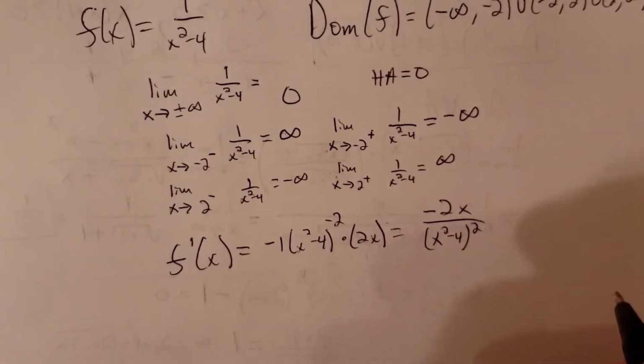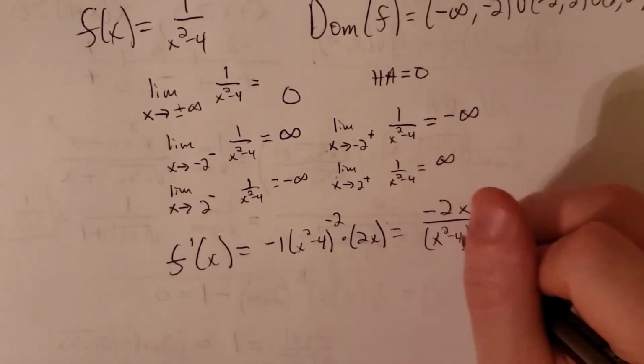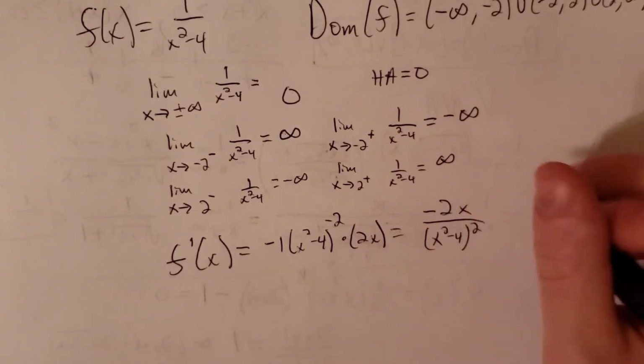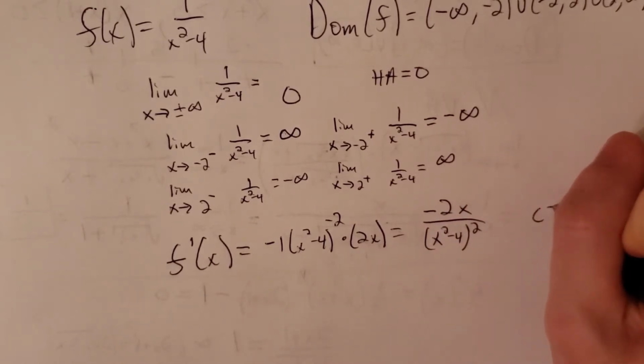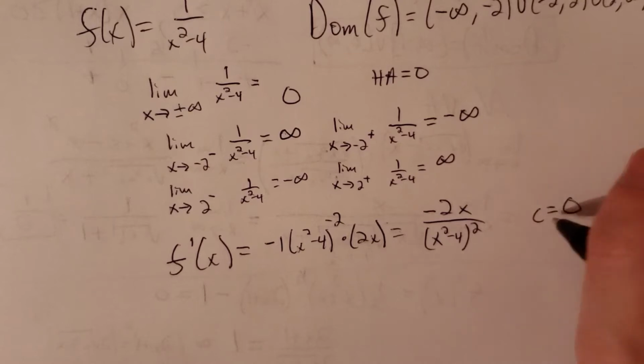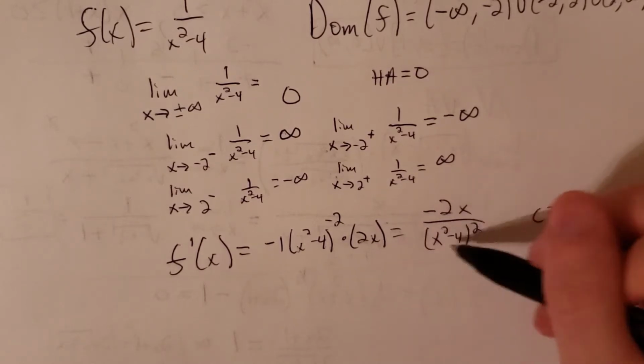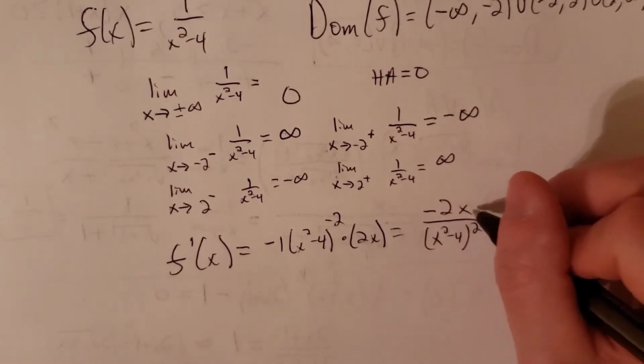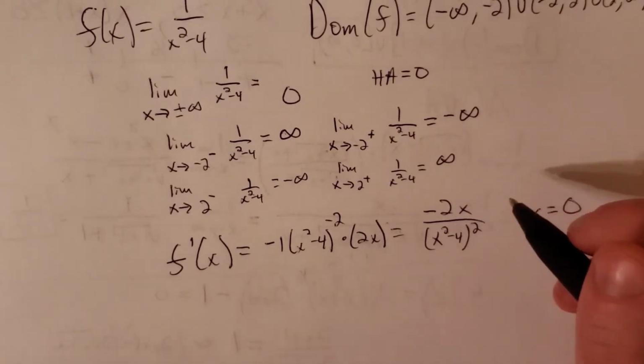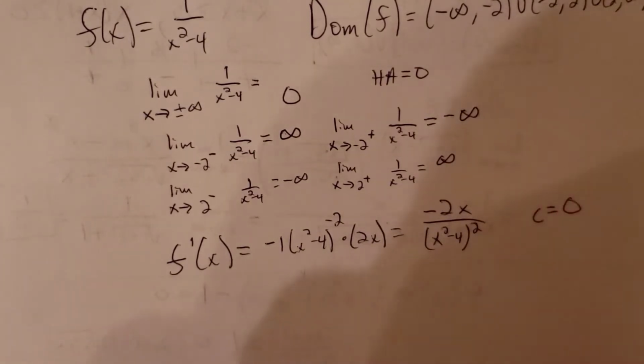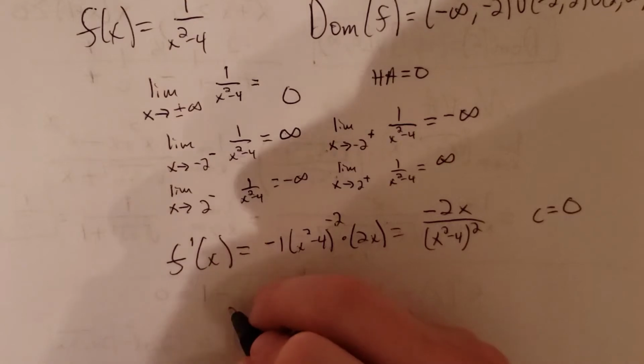Okay, let's figure out our intervals here. Well, actually, let's figure out our critical points. First off, we already have the domain broken up by -2 and +2. But we also get this extra critical point of c equal to 0 because this derivative is equal to 0 when x is 0.